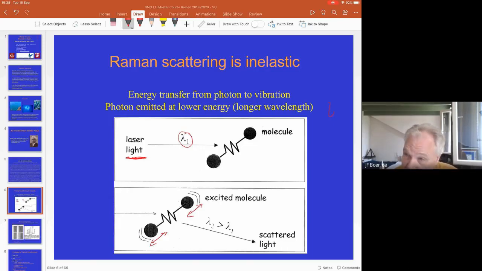And because there's energy transfer to the molecule, it gets into a higher energy state. The wavelength that is emitted is of a longer wavelength, of a lower energy. So we get a shift from a shorter wavelength to a longer wavelength.